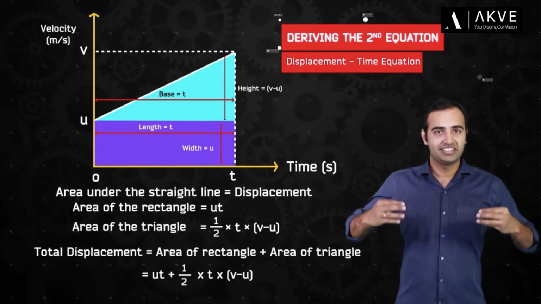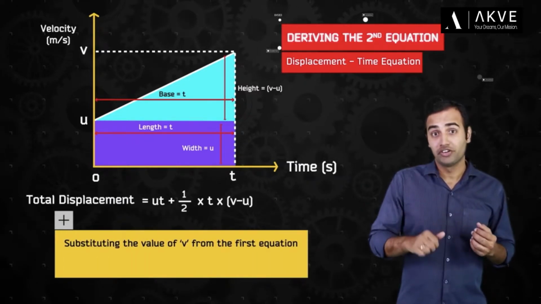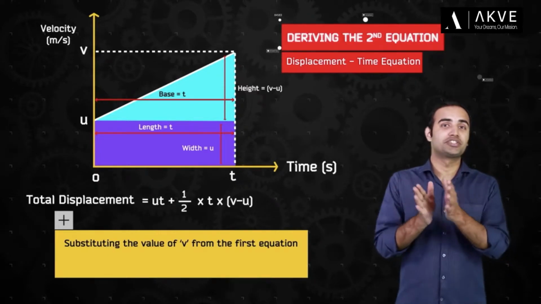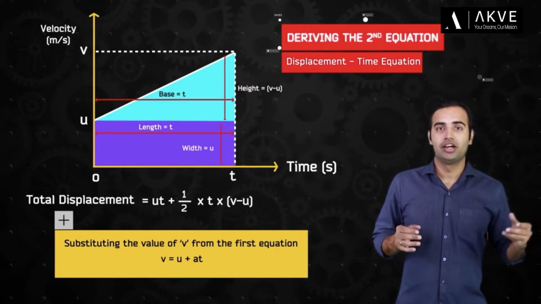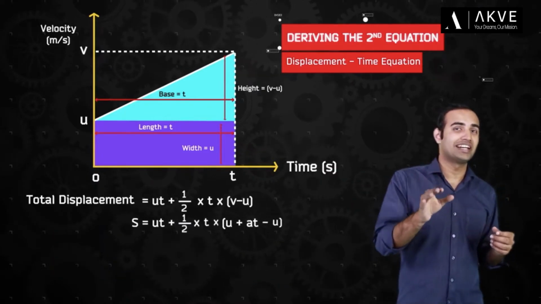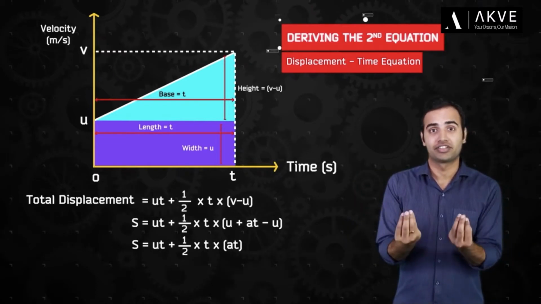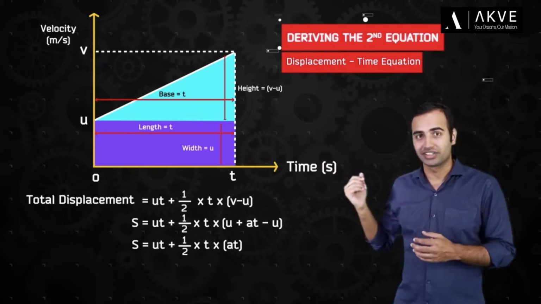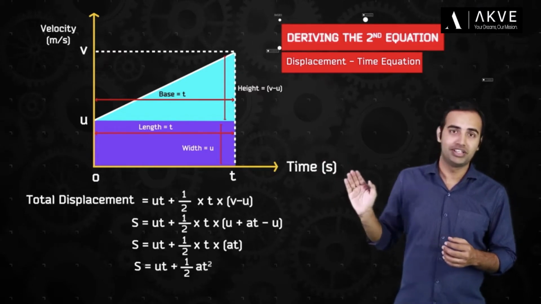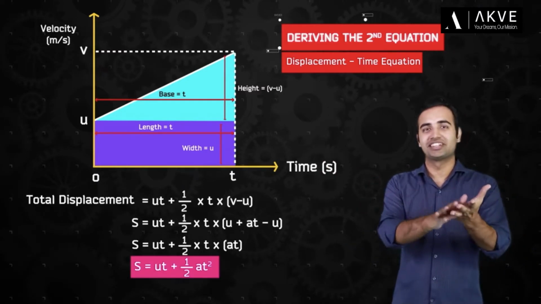Now to simplify the expression on the right hand side, we'll replace the value of v from the first equation of motion, which is v is equal to u plus at. Once I put that value, the expression inside the bracket becomes u plus at minus u. U and u get cancelled and we have only at left. So if I rewrite the whole thing once again, I get s is equal to ut plus half at square. Now that's the second equation of motion, guys.